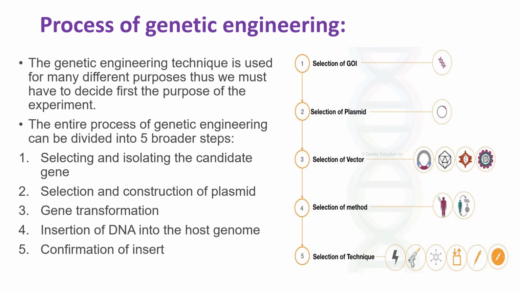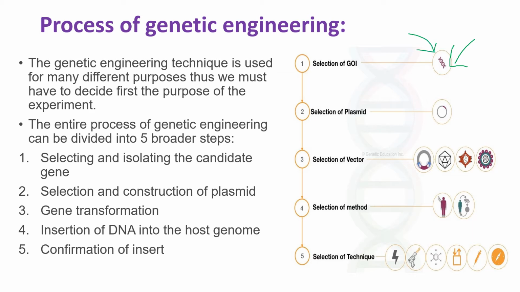Then what is the process of genetic engineering? There are 5 steps mainly involved in cloning, genetic engineering or genetic modification. So the first is selection and isolation of candidate gene. Generally, whatever gene we want to isolate, we have to first identify it and select it, and we have to isolate it using the restriction enzyme technology.